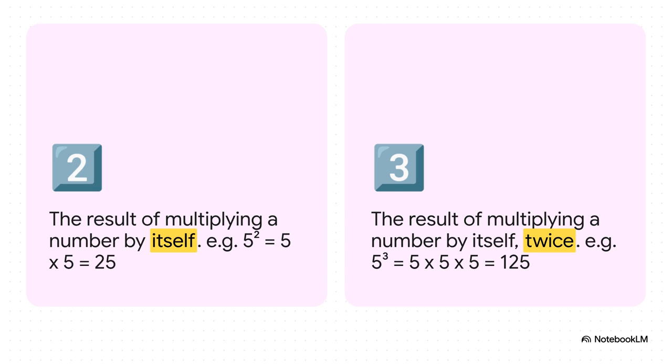So a square number, like 5 squared, is just 5 times 5, which gives you 25. And a cube number, like 5 cubed, just takes it one step further. It's 5 times 5 times 5, which is 125.